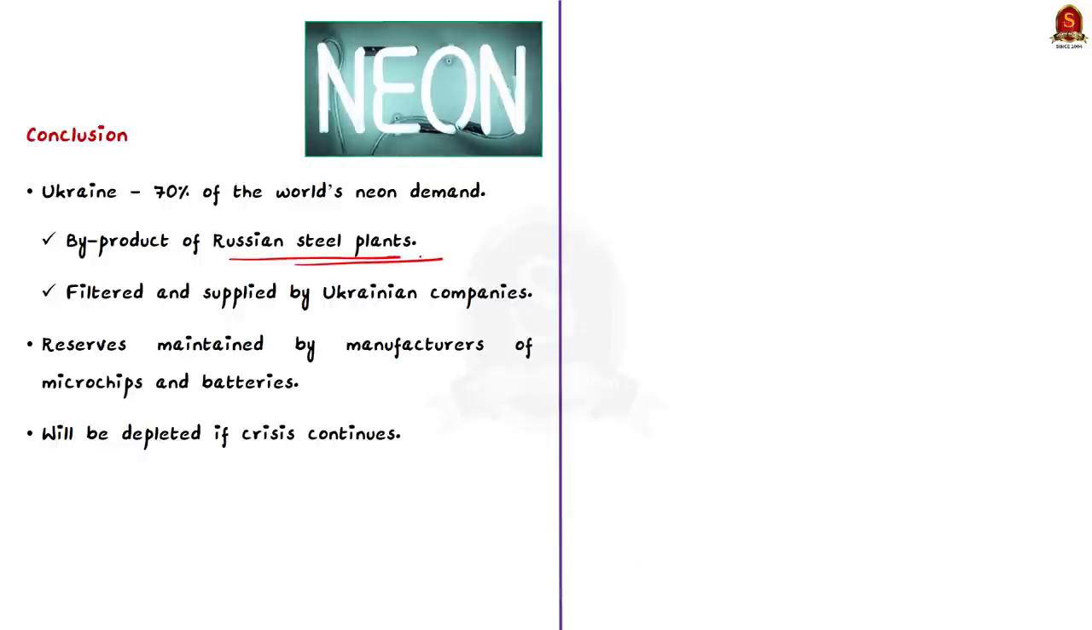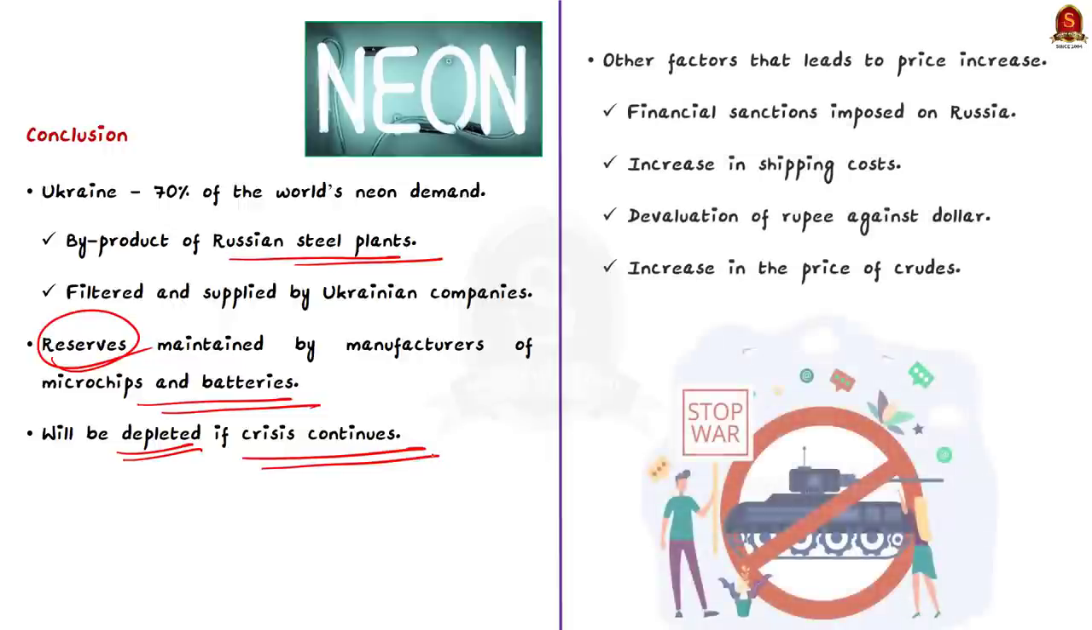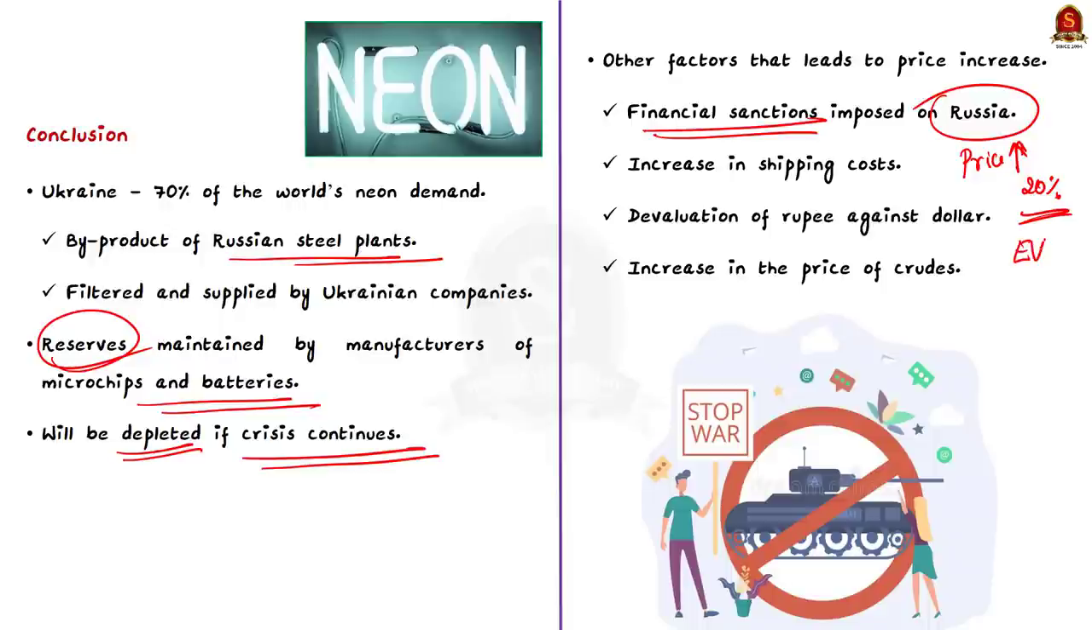See, according to the article, the larger manufacturers of microchips and batteries are having some material in reserve. But the reserves are likely to be depleted if the crisis stretches on for months. This will again lead to increased prices of the respective components. One more factor will also increase the price. What is that? See, with the financial sanctions imposed on Russia, the prices of the elements are likely to increase. And this increase will be by at least 20%. And this will again make the production of the electric vehicles more costly.